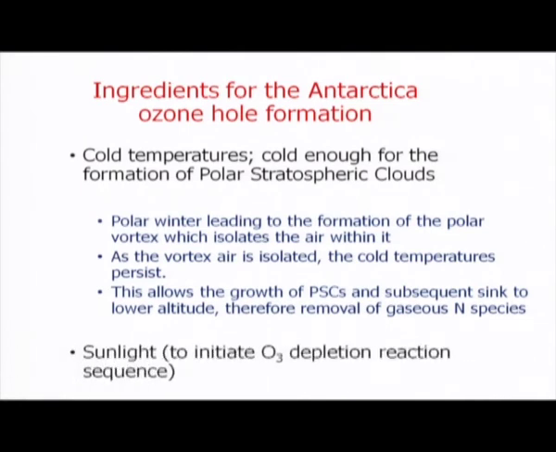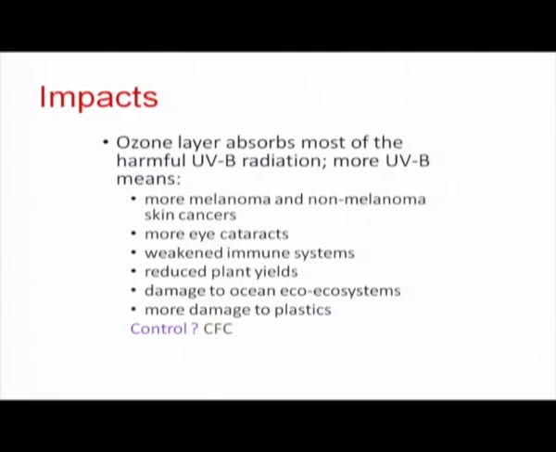And the moment sunlight appears in this place, it initiates the ozone depletion reaction sequence because of the photochemical process, and solar light is very important for this. The moment solar light appears, the photochemical reactions are initiated again, generating chlorine oxide, chlorine radical species that eat away all the ozone present in the stratosphere. So, what are the impacts of this ozone layer depletion?